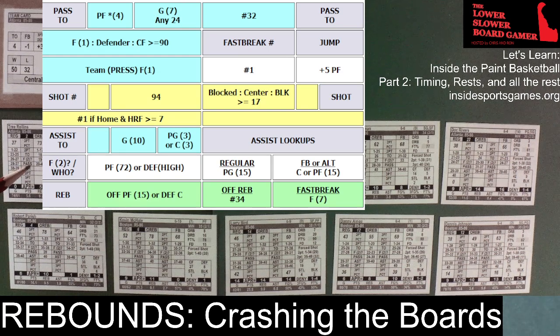Offense is power forward 72. So that is going to be either one. Neither one is going to get it. So then you're going to look at highest defense, but they have to have a 72. If they don't have a 72, then it's going to be on the shooter.